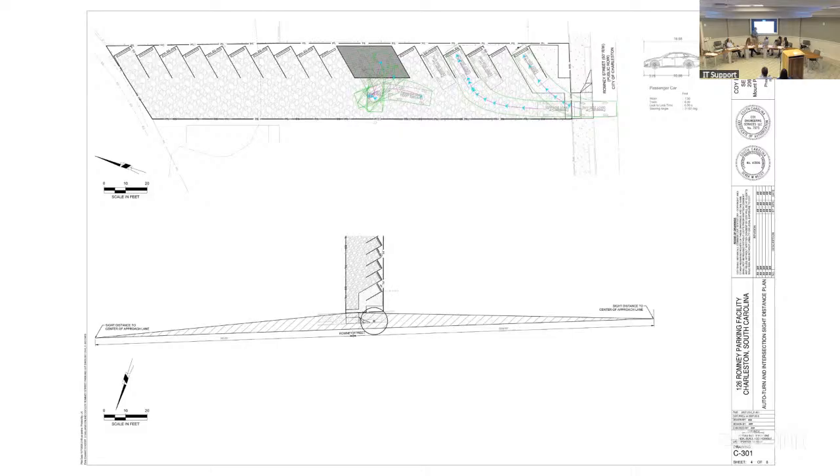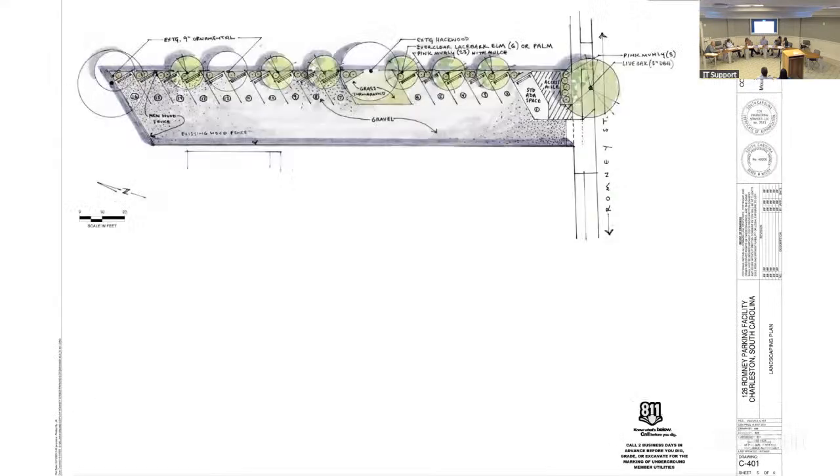Are we keeping the tree there? Well, there's a hackberry here, in this corner. It's on another exhibit. So they could put a tree guard around it or something. What do y'all think?